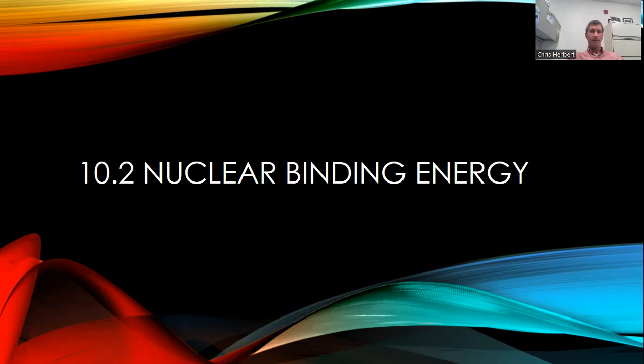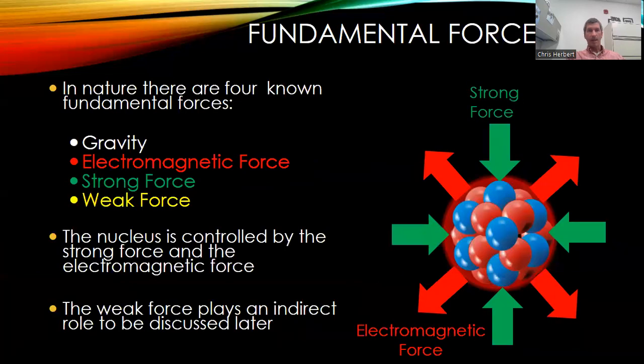Now, to calculate the nuclear binding energy, we need some sort of model to talk about the interaction that happens between the protons and the neutrons. And the best models that we have today are still evolving. So this is still very much a work in progress. So let's take a look at essentially what we're dealing with here.